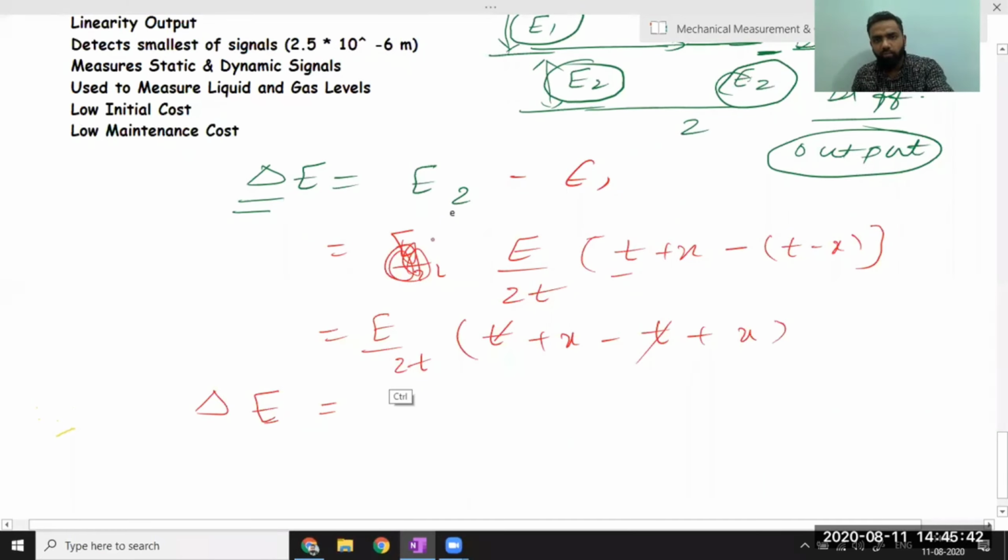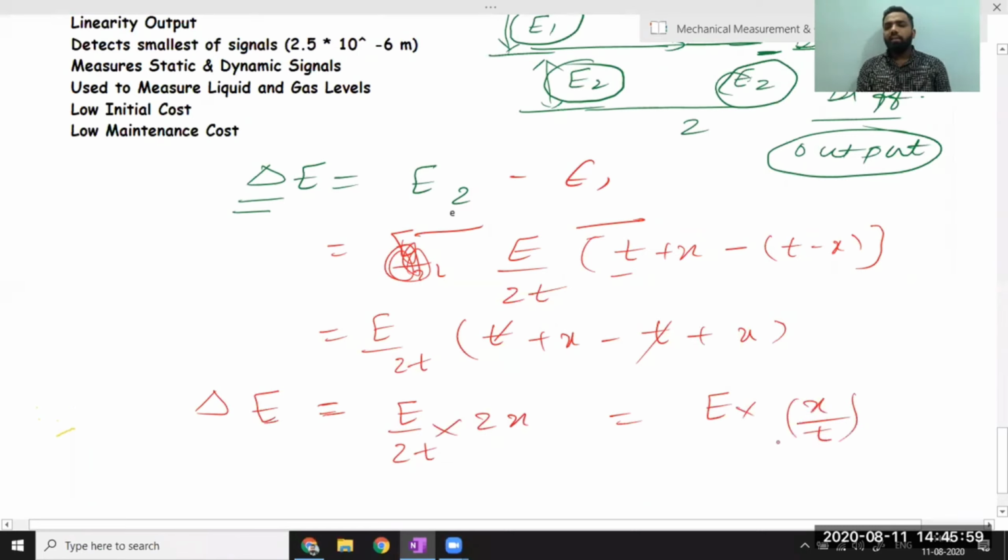You have to subtract from the initial. So you can do this thing. This is not a difference. This is not a problem in electrical system. So what will remain is E by 2T into 2X. Now if you just try to understand, what you'll get is E is equal to X by T, right?